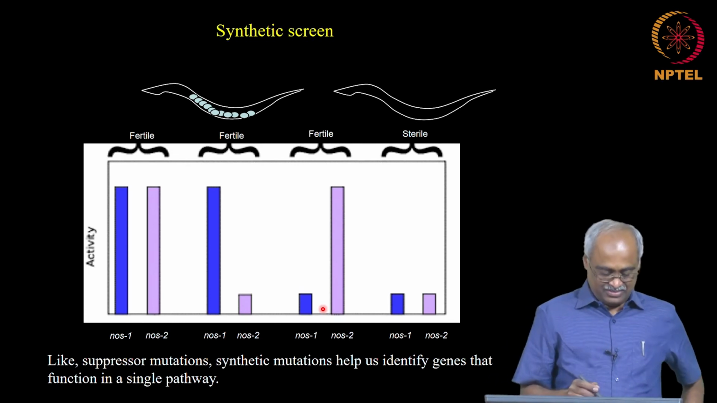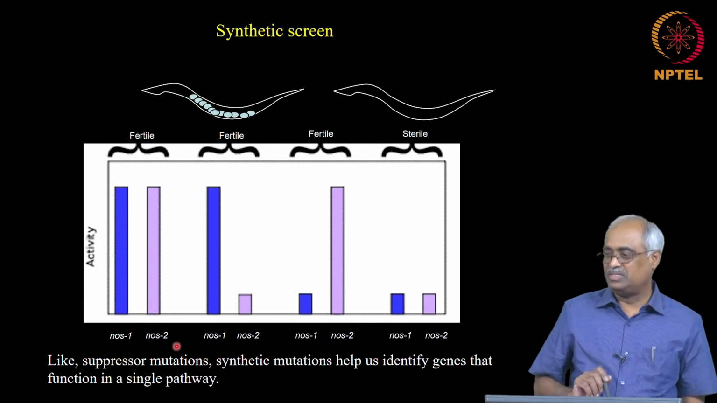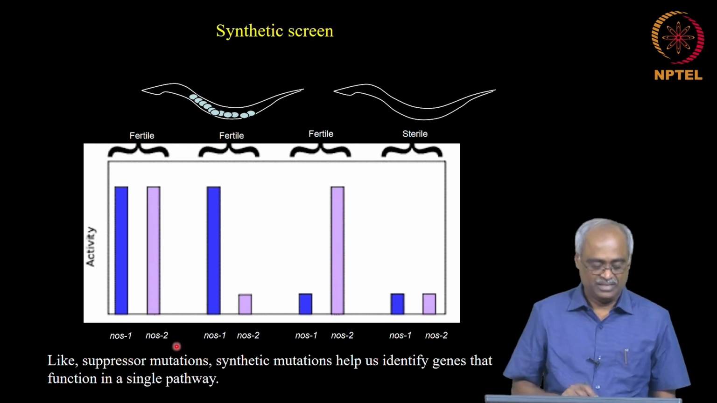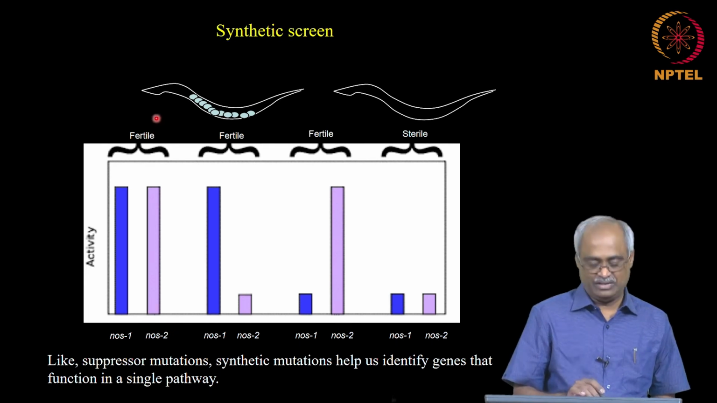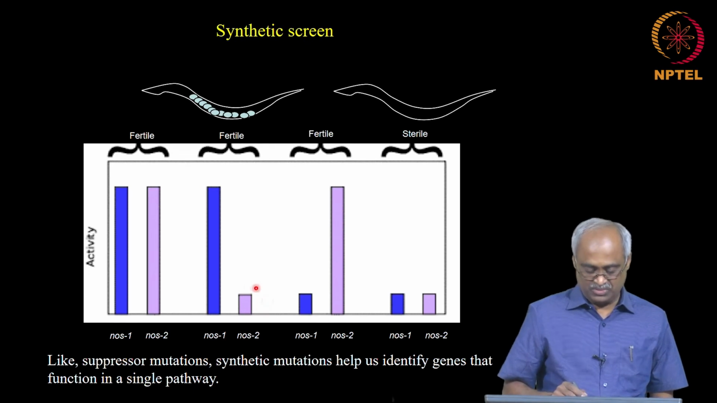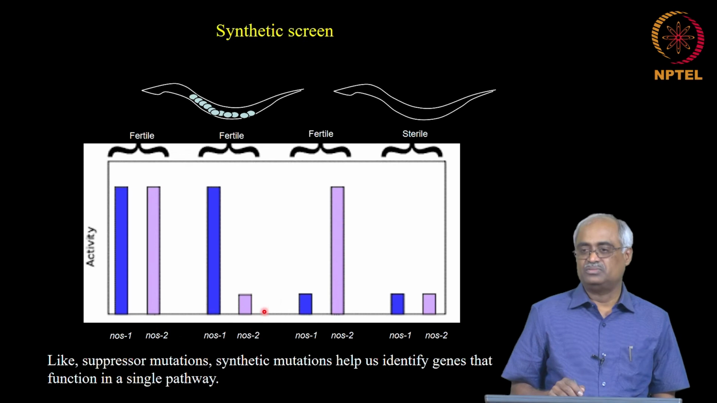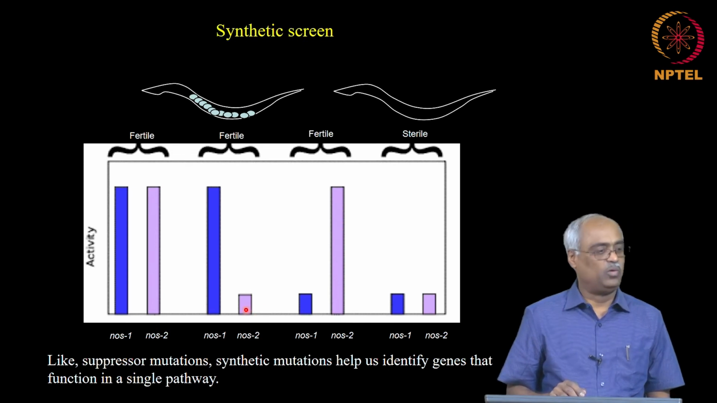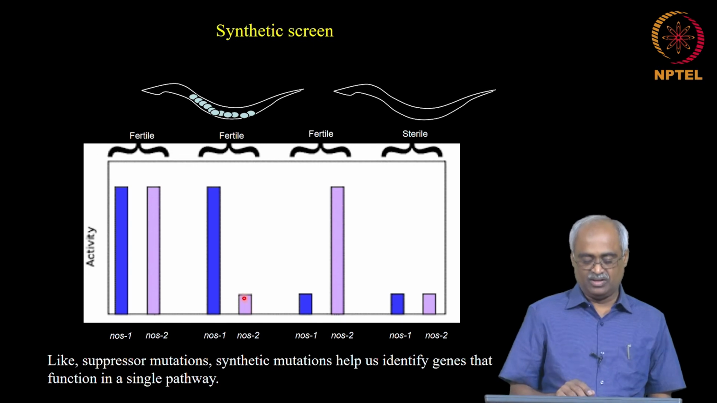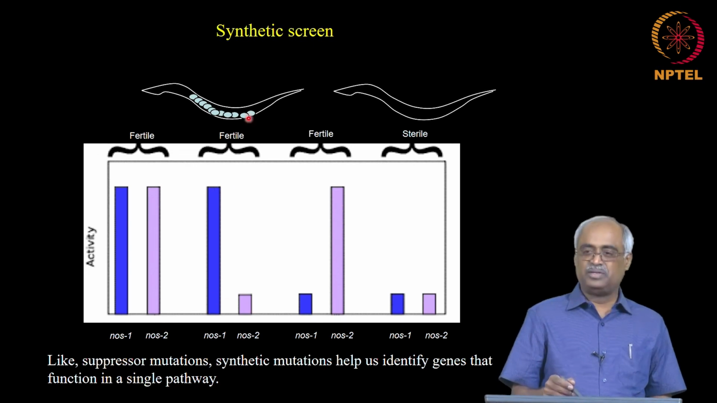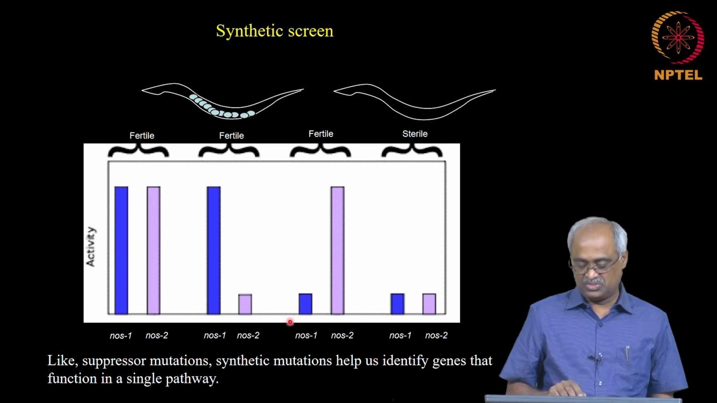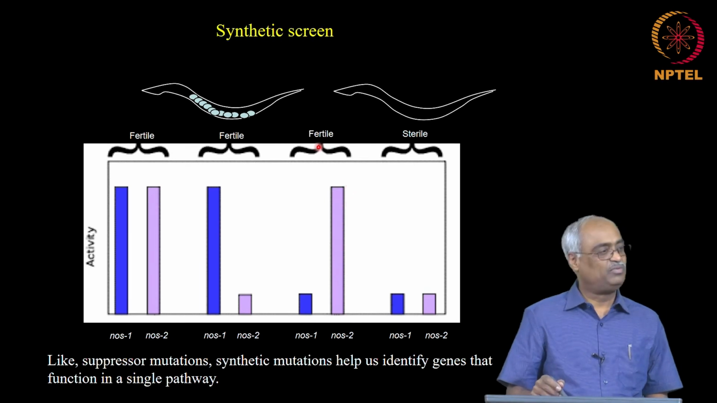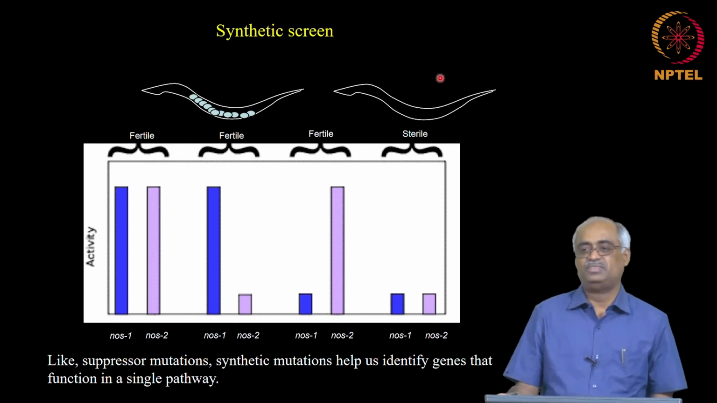Take an example like NOS1 and NOS2, which are closely related genes. In the wild type, when you have both of them, it is fertile, totally fine. If you have a mutation in NOS2, let us say NOS2 expression is extremely low, with the activity on the y axis, and NOS1 is wild type, the worm is again fertile. Now you do the reverse, NOS1 activity is reduced and NOS2 activity is high, and it is still fertile. Now you bring both of them down, and it is sterile. This is an example of a synthetic phenotype.